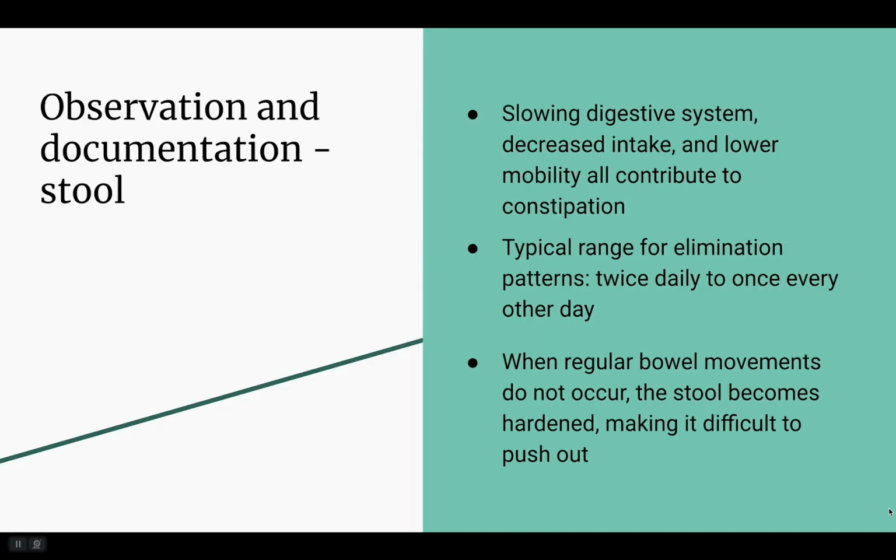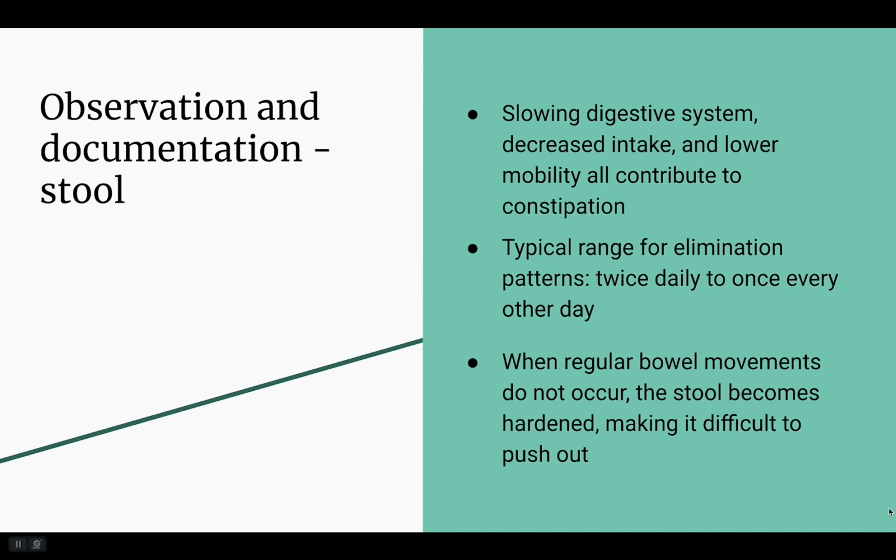Similar to urine, stool output and characteristics can indicate underlying health concerns. Risk factors to healthy stool elimination will be discussed further in later modules. However, slowing of the digestive system, decreased intake, and lower mobility can all contribute to constipation and even cause bowel obstruction. Documentation and reporting of unusual characteristics can assist nurses in providing interventions that can prevent more serious health concerns.